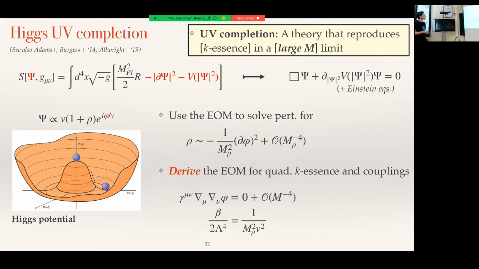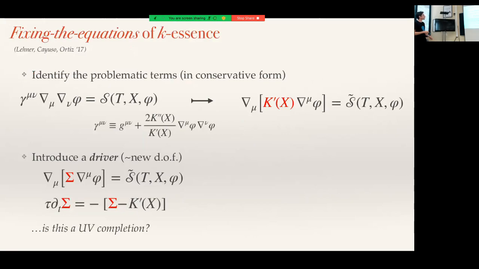Finally, the second approach, fixing equations, would be to take the scalar equation of motion, again given by this vector metric, and identify the problematic part. It turns out you can write this equation in a conservative form. Then the prescription of fixing equations is that the problematic part is substituted by an extra variable, sigma, and now you prescribe an additional equation that makes sigma follow the value of k prime. In some way you're introducing an additional degree of freedom, so you might ask yourself whether this is trying to imitate a proper decomposition like the one here.